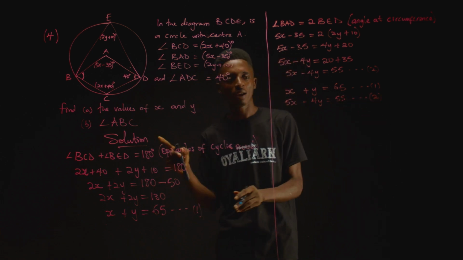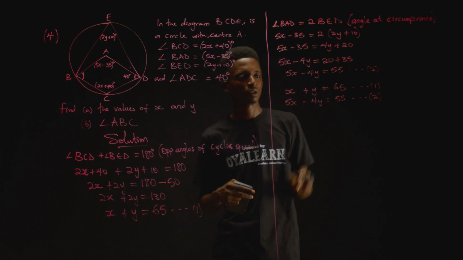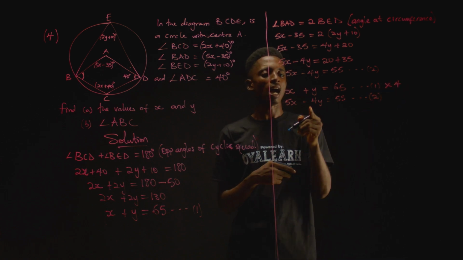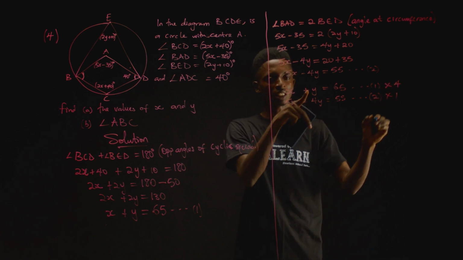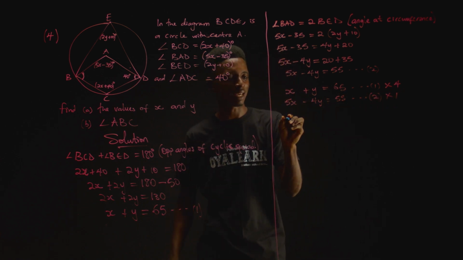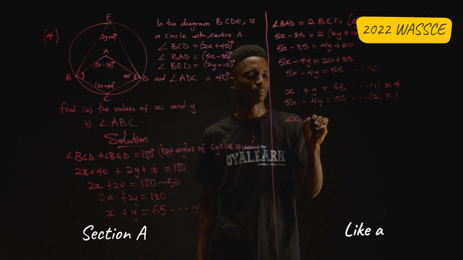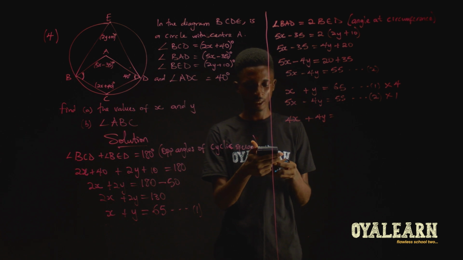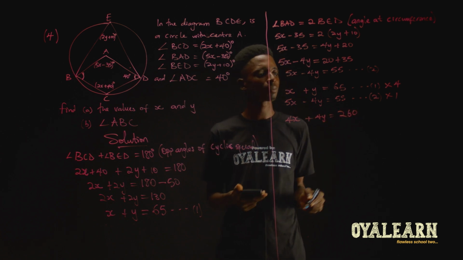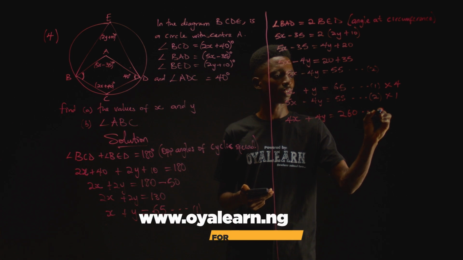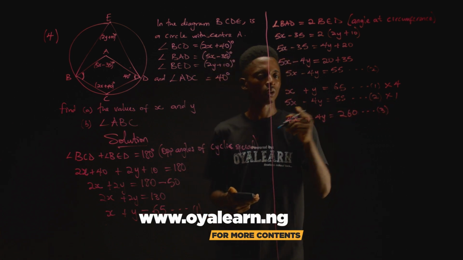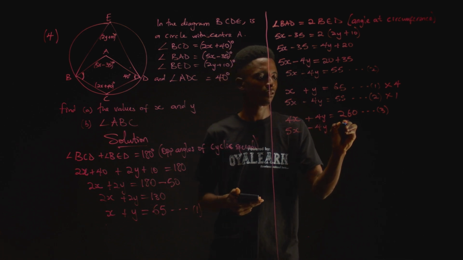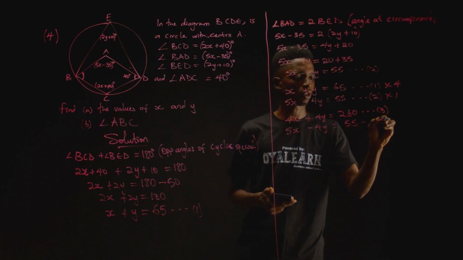So to solve for x, we have to eliminate y. So in order to eliminate y, what do we do? We multiply equation 1 by 4 and multiply equation 2 by 1, which is the coefficient of y here. So 4 times x, that is 4x plus 4y equals, now what is 4 multiplied by 65? That will give us 260, right? This is now equation 3. Now, 1 multiplied by this still remains 5x minus 4y equals 55. So this is equation 4.